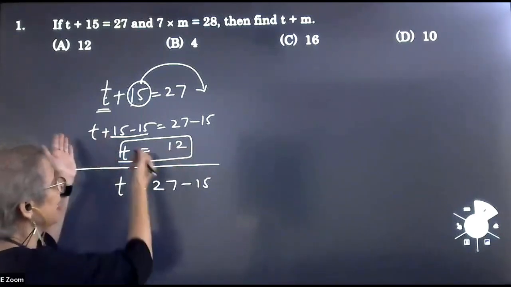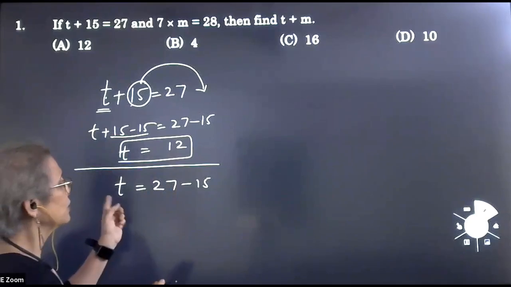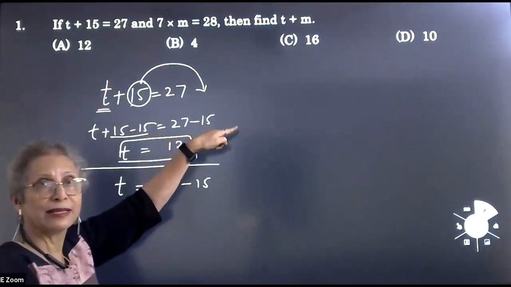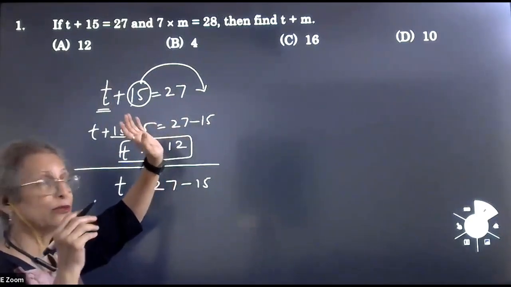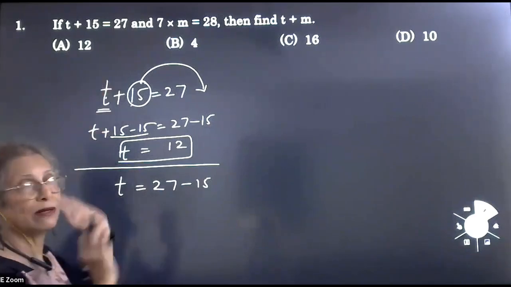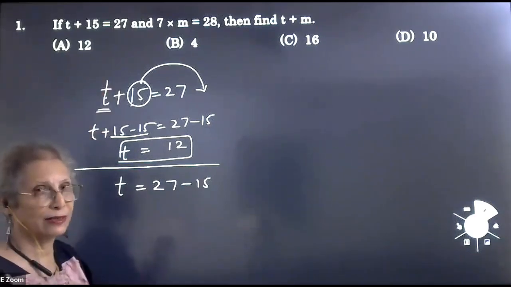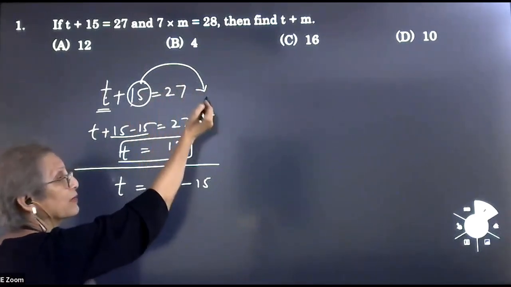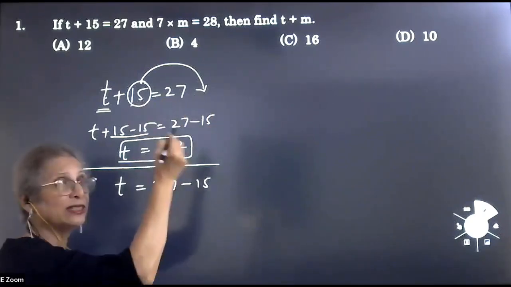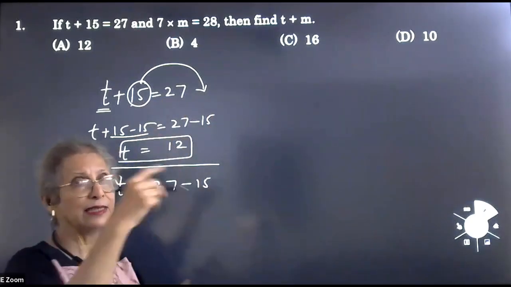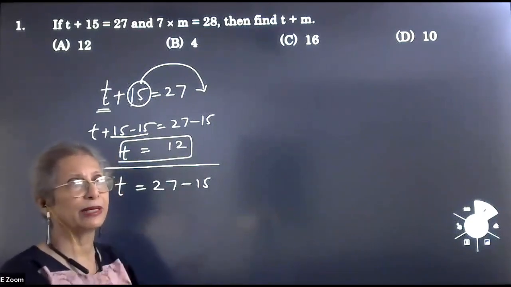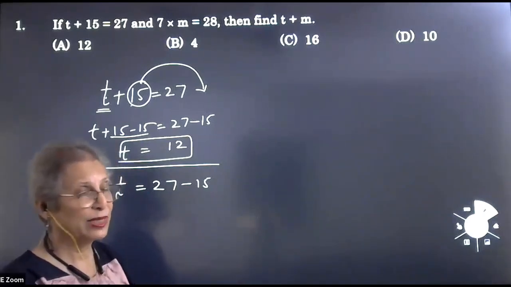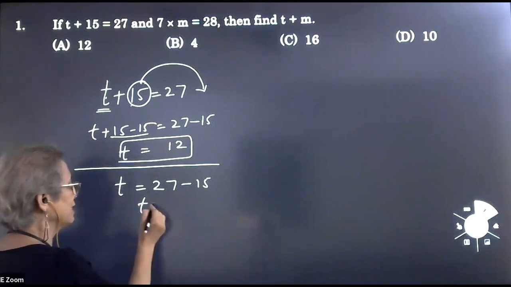But instead of writing all this, in short, this is the short method. This 15 is to be taken to the other side. What is our aim? We have to keep the letter alone on one side and numbers on the other side. So we are taking 15 to the other side. And when we change the side, the operation changes. If it is addition, it becomes subtraction. If it is subtraction, it becomes addition. If it is multiplication, then division. And division, multiplication. Okay. And now simple, T is equal to 12.